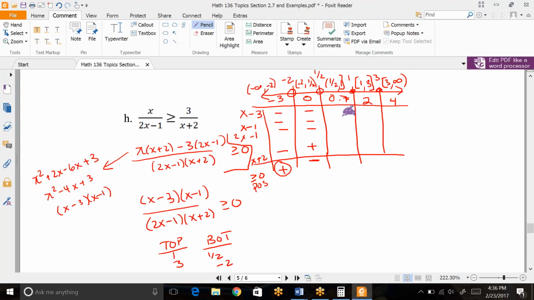0.7 minus 3 is negative. 0.7 minus 1 is negative. 2 times 0.7 would be 1.4. 1.4 minus 1 is actually positive, and 0.7 plus 2 is positive. 2 negatives make a positive. 2 minus 3 is negative. 2 minus 1 is positive. 2 times 2 is 4. Minus 1 would be positive, and 2 plus 2 is positive. So that has one negative. And then 4 minus 3 is positive, 4 minus 1 is positive, 2 times 4 is 8, minus 1 is positive, and 4 plus 2 is positive.